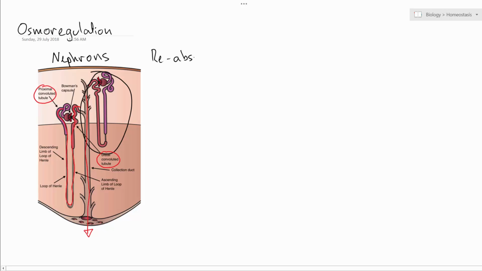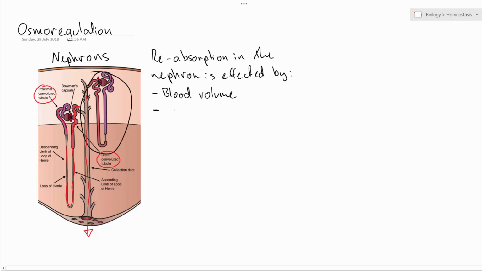So the reabsorption in the nephron of water back into the bloodstream is affected by three key factors. The amount of water reabsorbed in the nephron will be affected by blood volume, so how much blood we have in our body overall. Water will add to the total blood volume.